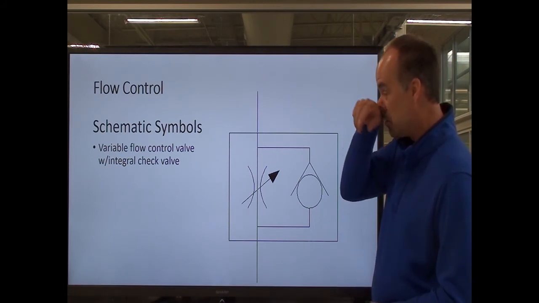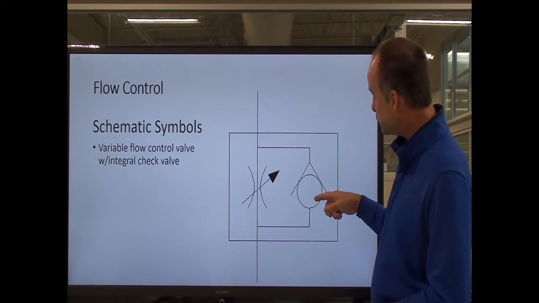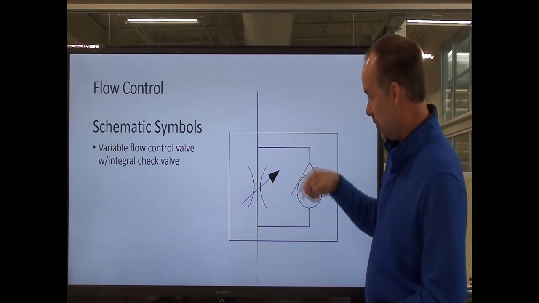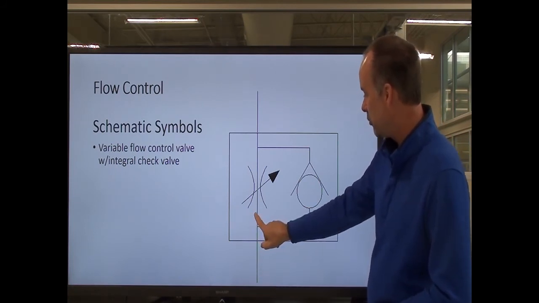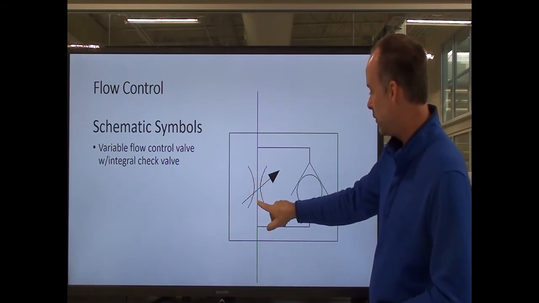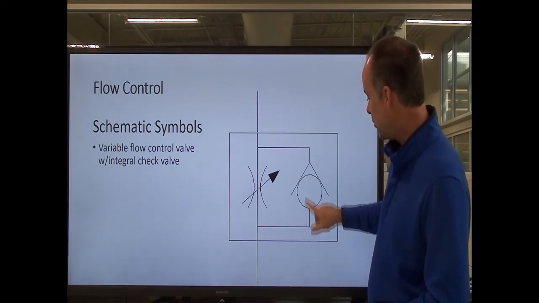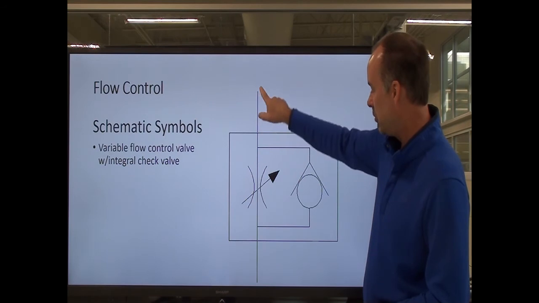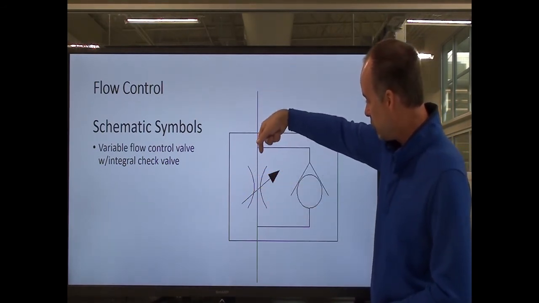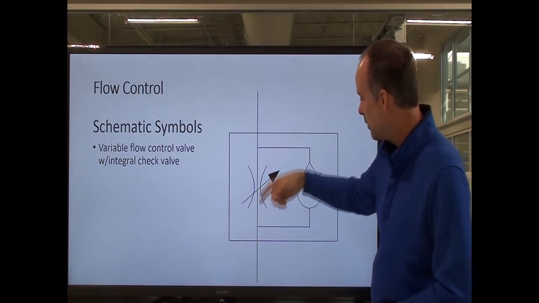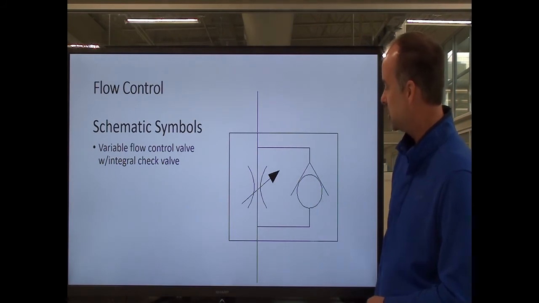Flow control with integral check valve. We've been seeing these. So this is what you'd use on like your meter in, meter out. So when the fluid's flowing this way, I've got a variable orifice here, or variable flow control. So when fluid goes this way, I seal my check and force all the fluid to go through my flow control so I can control the speed. Fluid comes back this way, pushes my check open, and allows full flow through here, and I'm not controlling the speed when the fluid's flowing back this direction.